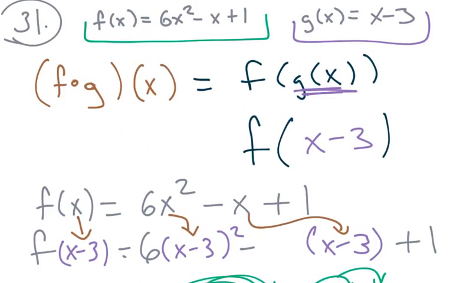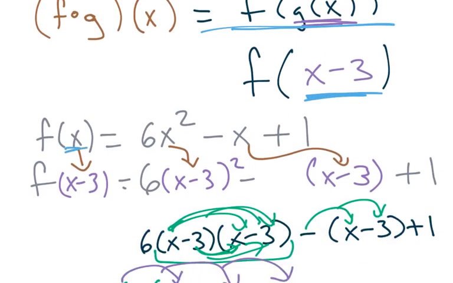So f of g of x means this. We've replaced g of x with x minus 3. So here every time I see x, I replace it with x minus 3. And then I simplified, and that gives me the answer. So we're going to do the same thing on the other side.